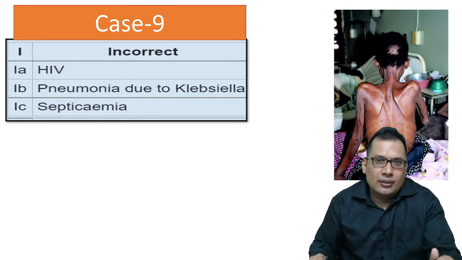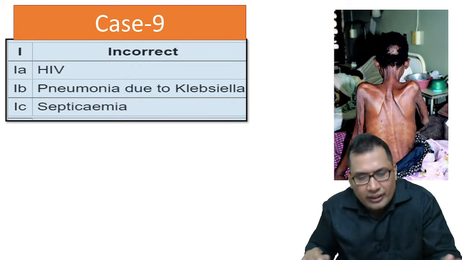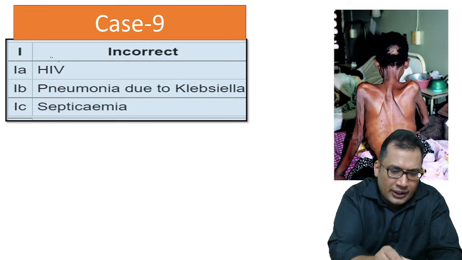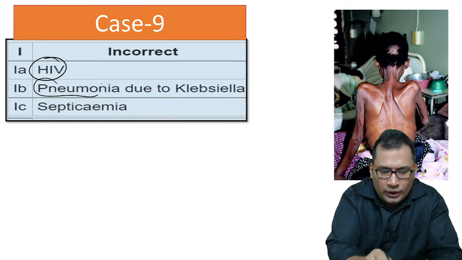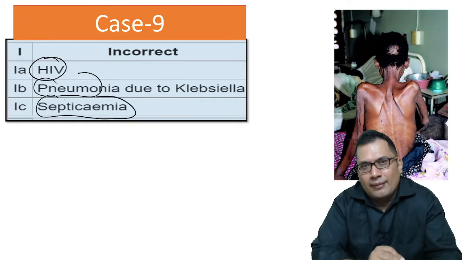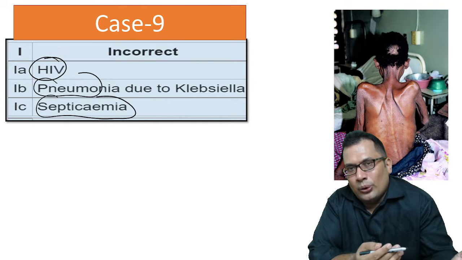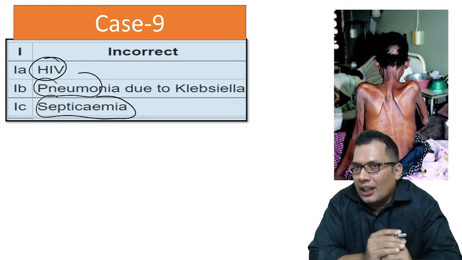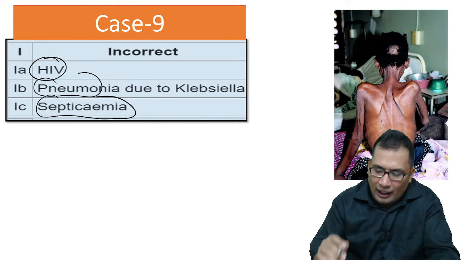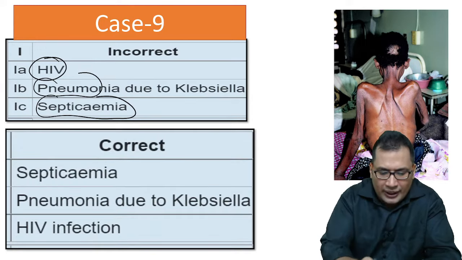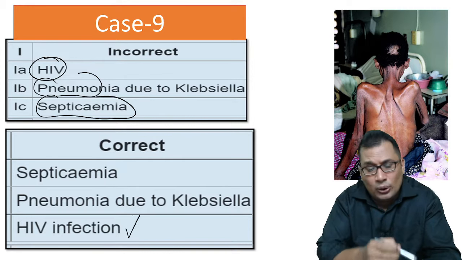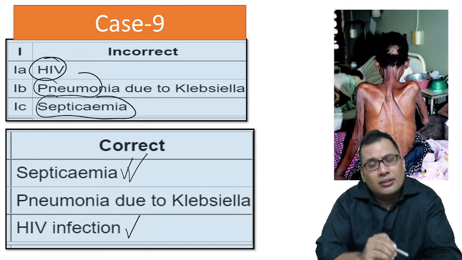Case number 9, one more example of an incorrect certificate. Here you can see 1A mentioned HIV, 1B mentioned pneumonia, 1C mentioned septicemia. How can septicemia lead to pneumonia? How can pneumonia lead to HIV here, right? So it is incorrect. The correct certificate is: HIV infection can lead to pneumonia, pneumonia can lead to septicemia.